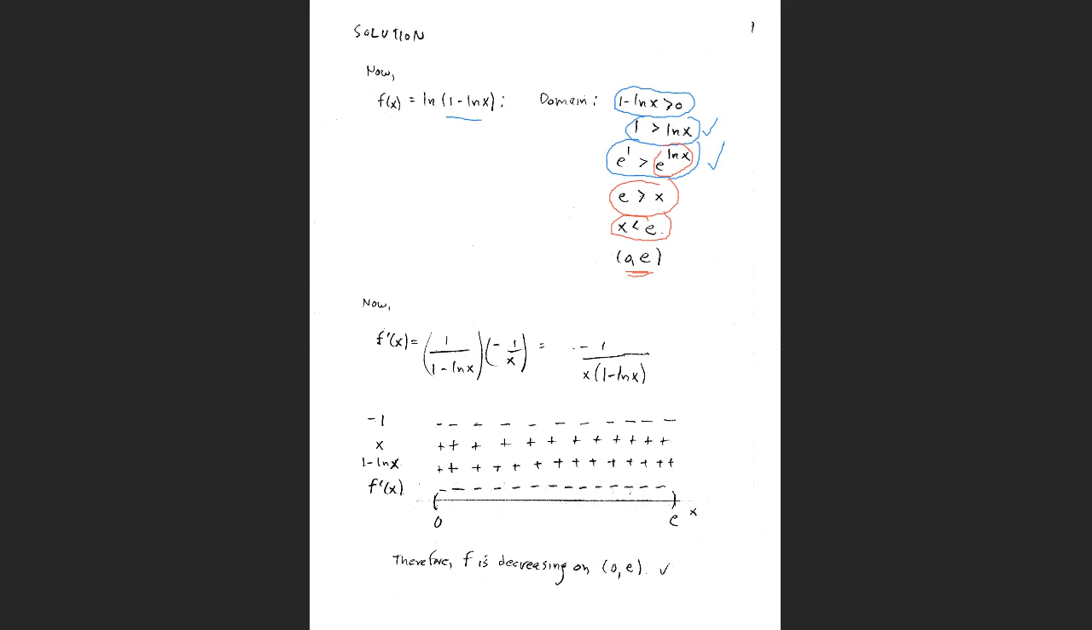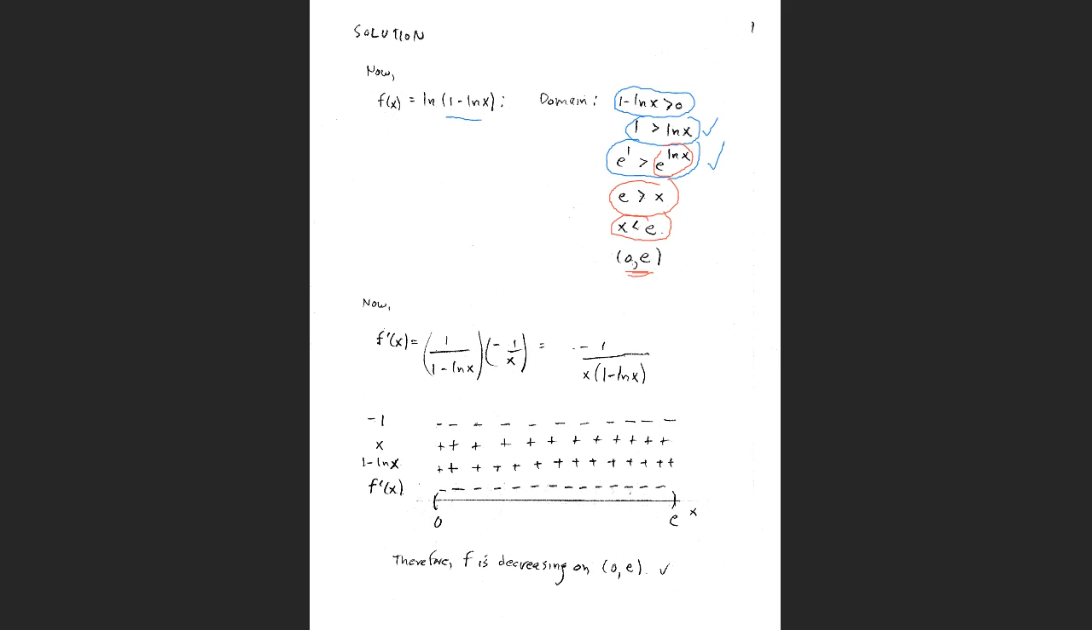So this function has a limited domain, 0 to e, and e is about 2.7. Okay, so now that I know the domain, I'm ready to take the first derivative. And what rule did we use here to take the first derivative?